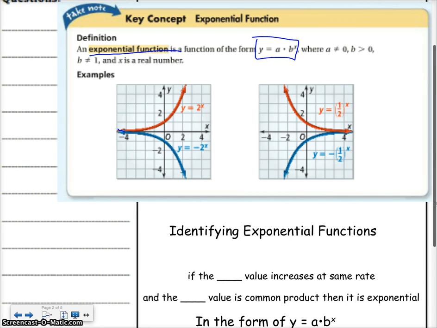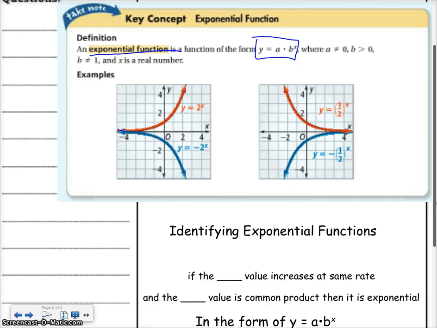Okay. So an exponential function is a function of the form y equals a times b to the x, where a is bigger than 0. That means this has to be bigger than 0, and b is also bigger than 0. B can't equal 1, so I can't have a 1 here. And x is a real number. Okay? A real number means that it's going to be some kind of rational number.